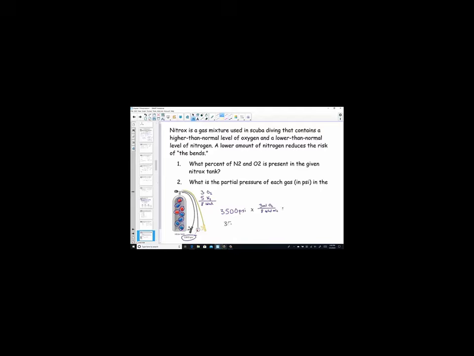And then, of course, 3,500 psi. The nitrogen would be the remaining percentage. So 3 over 8 is the percentage of nitrogen in the gas, right? So 3 over 8, this tells me, and then times 100.